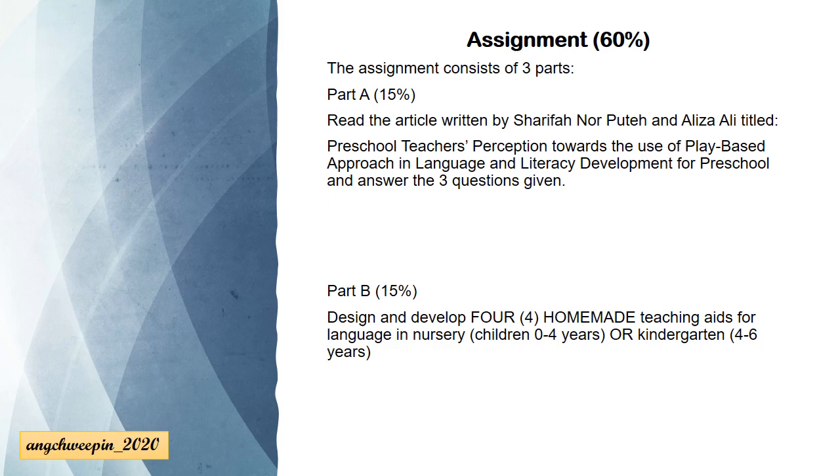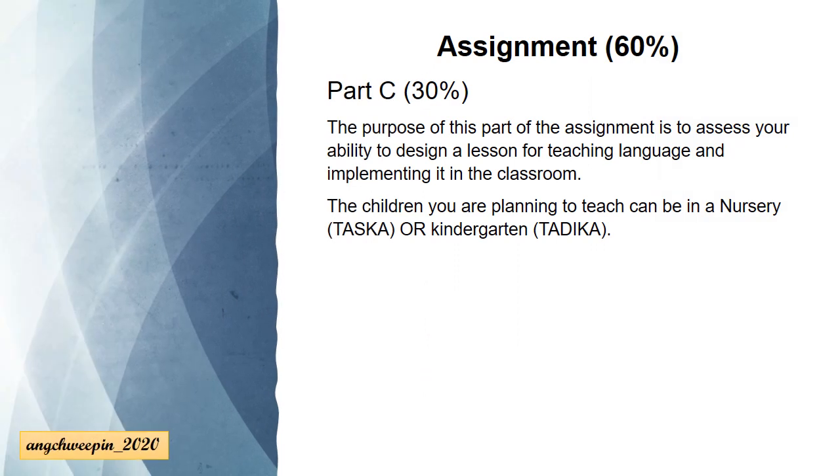For Part B, which is 15%, you need to design and develop 4 homemade teaching aids for language in nursery, children between 0 to 4 years, or kindergarten, children between 4 to 6 years old. Part C is 30%. The purpose of this part of the assignment is to assess your ability to design a lesson for teaching language and implementing it in the classroom. The children you are planning to teach can be in a nursery, TASCA, or kindergarten, TADIKA.